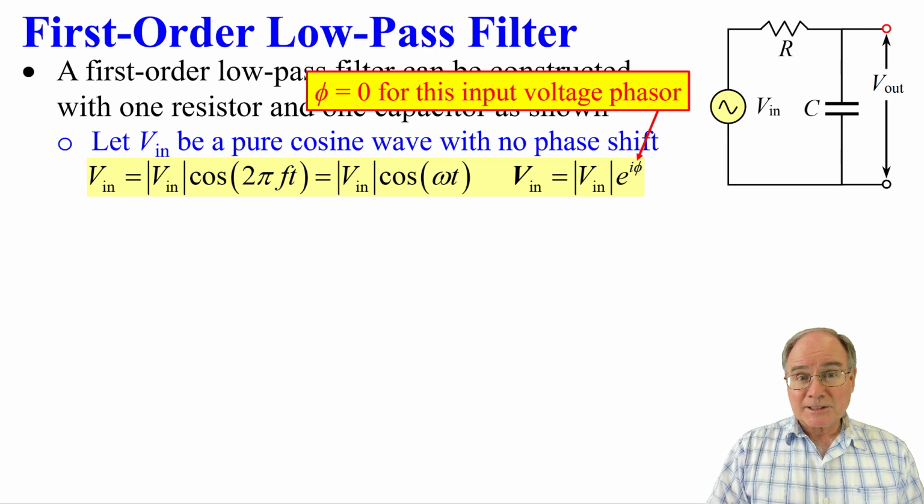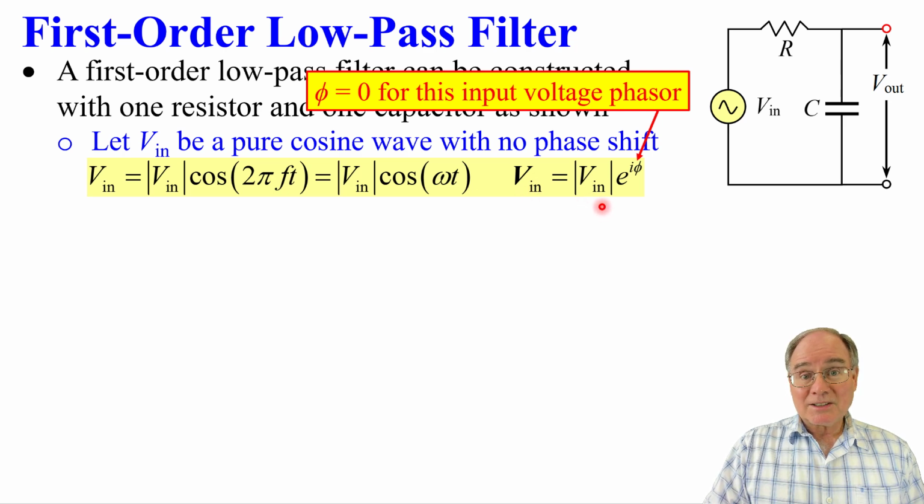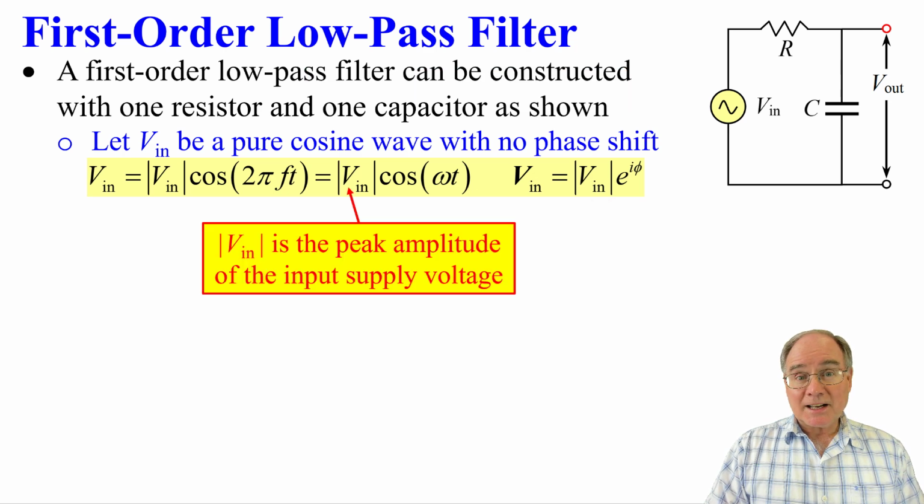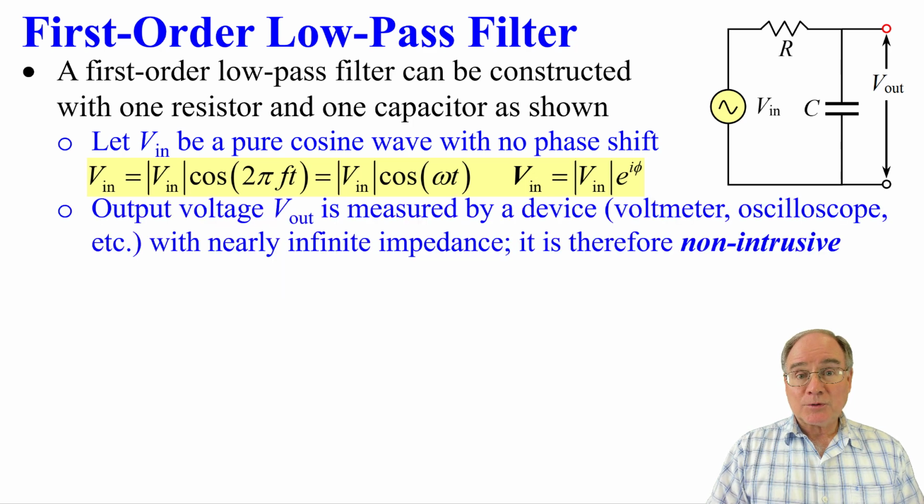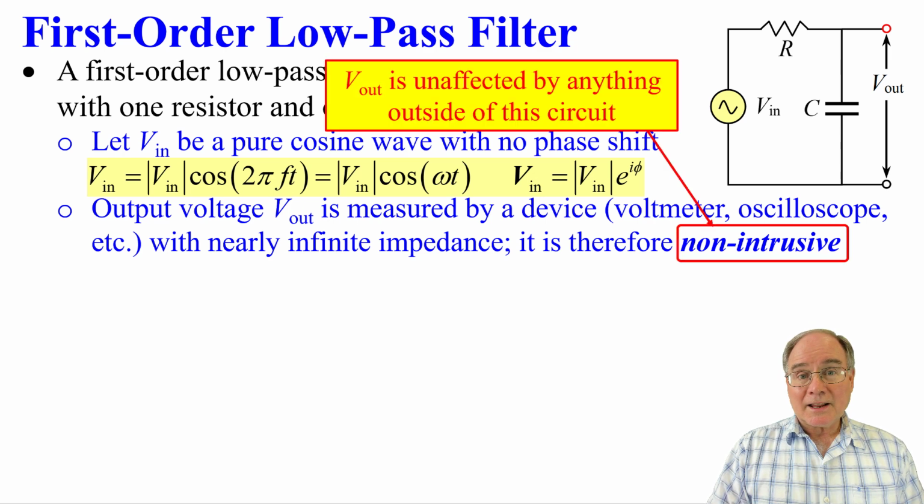This is the general expression, but we're letting phi be 0 here, so the phasor ends up being a real number, just the magnitude of V_in. |V_in| with the absolute value signs is the peak amplitude of the input voltage. Output voltage V_out is measured by a device like a voltmeter or oscilloscope, which is assumed to have nearly infinite impedance. That means it's non-intrusive. In other words, V_out is unaffected by anything that happens outside of this circuit.